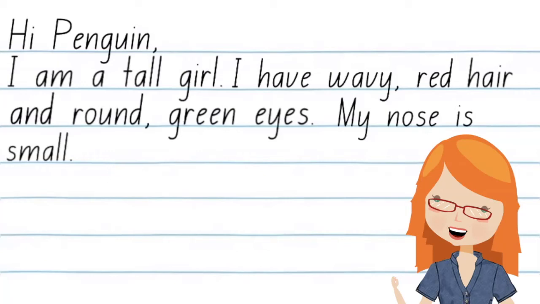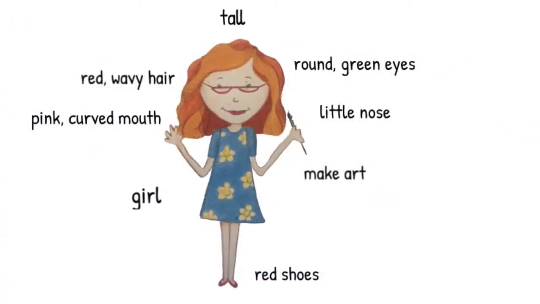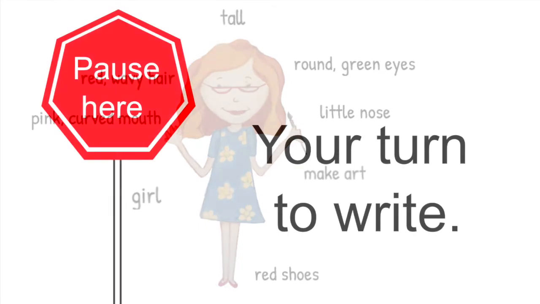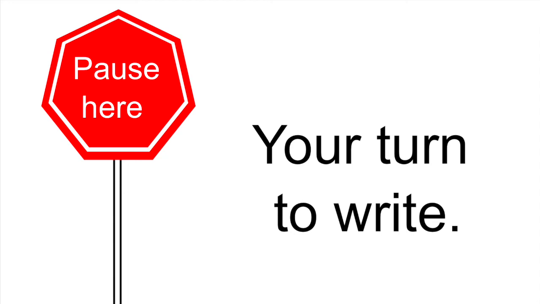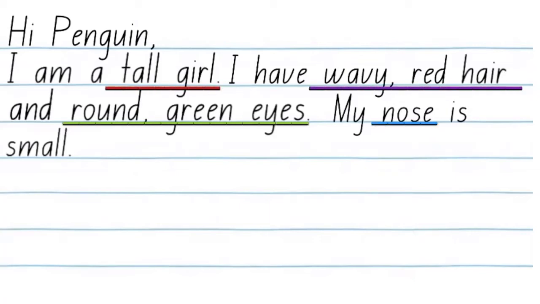Now it's your turn to write your own short sentence. You can use your label diagram to help you with ideas. Pause the video, and I'll see you soon. Welcome back. Did you write a short sentence to go after your long sentence? Did it sound good? I only have to write one more sentence and I have included 5 things about myself.